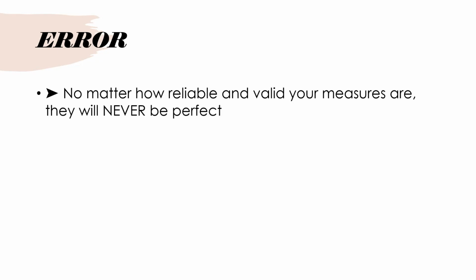So this is going to bring us to error. I know in one of our previous readings, they were saying that one of the assumptions for some regression is that there's no error in your measurement. And so that's something I kind of wanted to revisit because we didn't get a lot of time in class to talk about it. So something to know is that whenever you're measuring anything, no matter how reliable and valid your measures are, they will never be perfect.